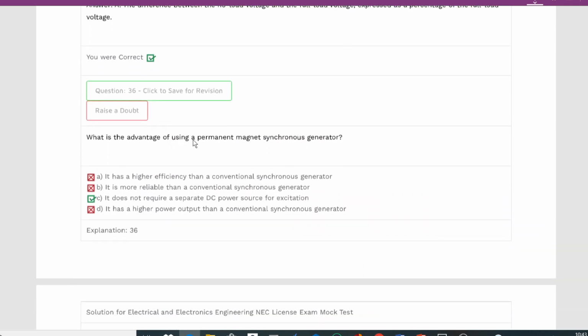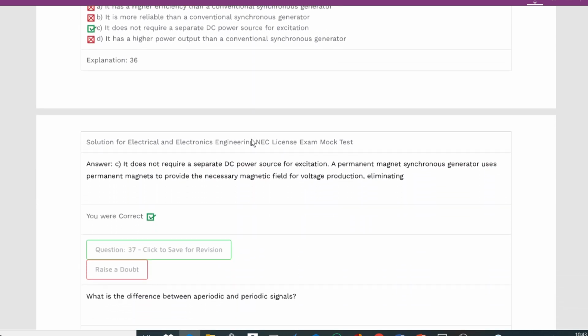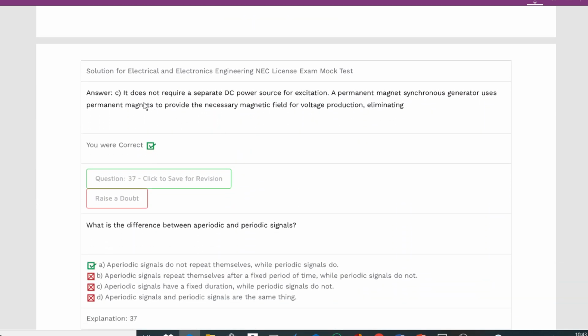And what is the advantage of using a permanent magnet synchronous generator? It does not require a separate DC power source for excitation. A permanent magnet synchronous generator uses a permanent magnet to provide the necessary magnetic field for voltage production.